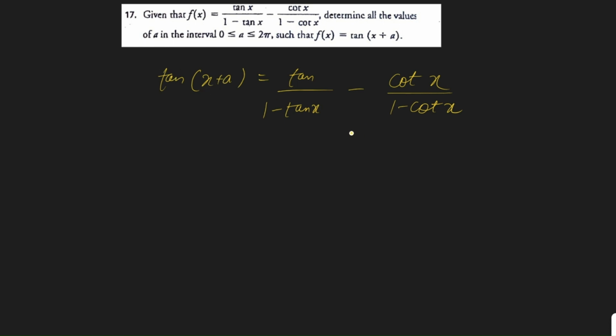Alright, next what we'll be doing is simplifying this right hand side so that this becomes a single tan function, so that we can compare both of our sides and find out the value of a. For this we'll be using the tan(x plus y) identity, but before that we need to simplify the right hand side a little bit.